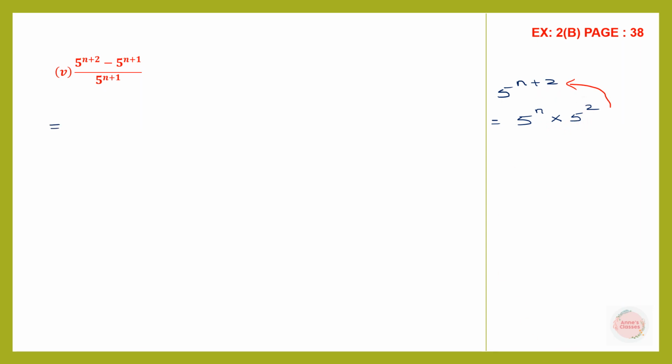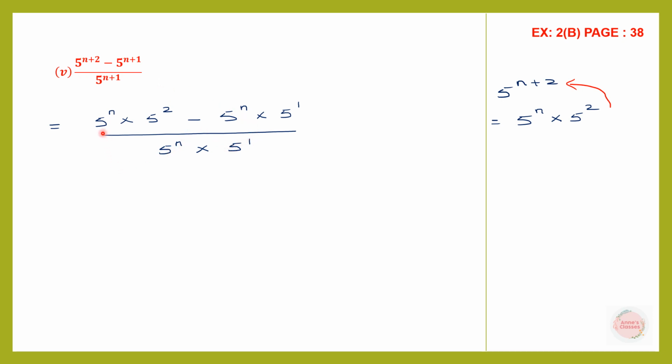So here I'm going to write 5 raised to the power of n into 5 raised to the power of 2 minus, same thing you can write here, 5 raised to the power of n into 5 raised to the power of 1. Again, in the denominator also we can write 5 raised to the power of n into 5 raised to the power of 1. Now remember, if I use the law of exponents, since the base is the same and it's multiplication, I will get 5 raised to the power of n plus 2, which is this. Again, 5 raised to the power of n plus 1, I get this. So I have just reversed it in this order.